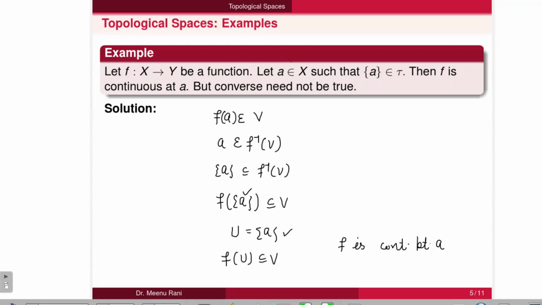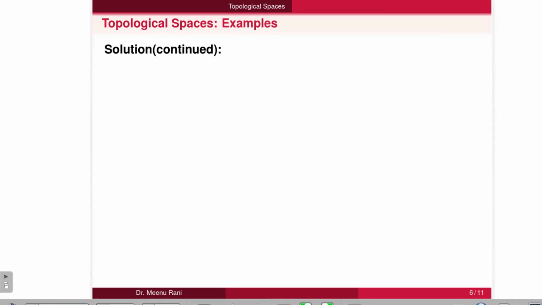But the converse need not be true. It means if f is continuous at point a, then singleton a need not be open in x. So we can prove it by taking one example. Let us take x is a set which is containing 4 elements 1, 2, 3, 4, and tau is a topology on x. The members of the topology are phi, x, singleton 1, {1, 2}, and {2, 3, 4}.